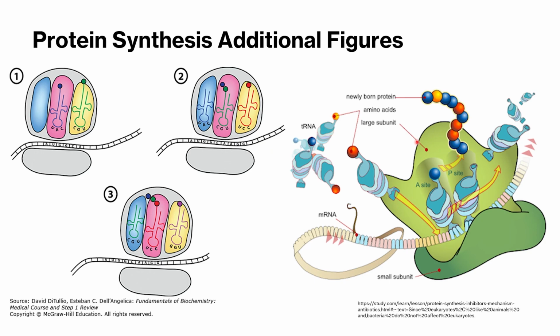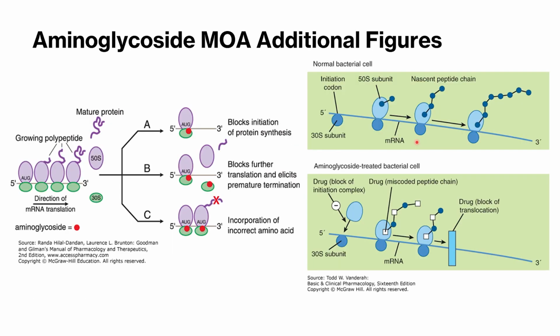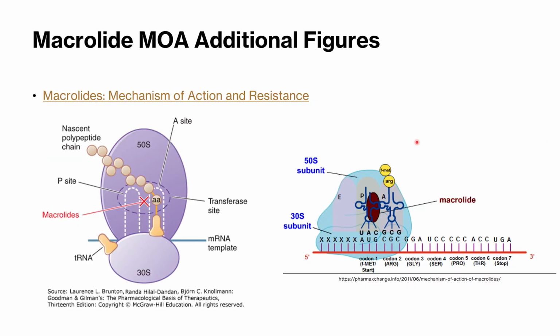You can pause it and look. This is just additional figures for protein synthesis. There's two there. I don't know which one might work best with your brain. And then I have two additional aminoglycoside slides that help explain its mechanism. And then I have two more macrolide slides. And then there's a video here that I will try to remember and put in the description. So if you need it, you can use it. It's a very good video, very clean and very fast to show you how macrolides work and how they form resistances.